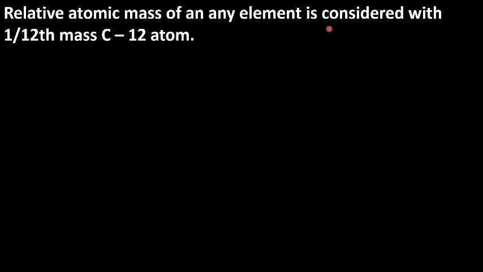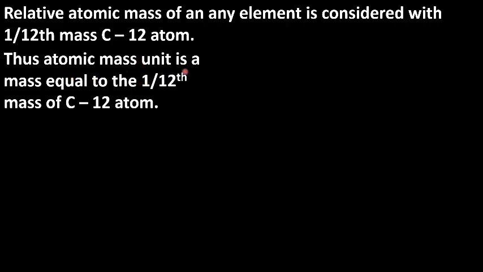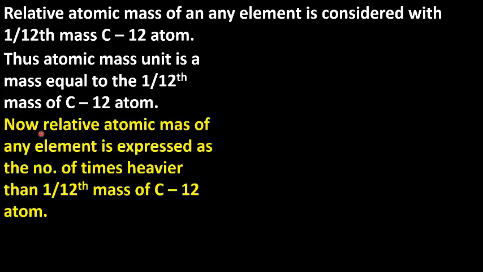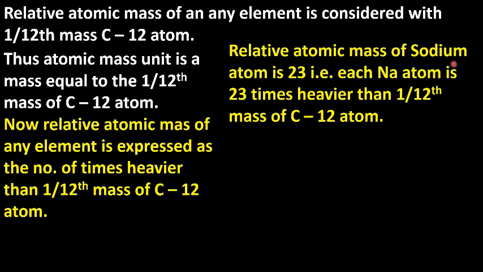Now, relative atomic mass of any element is considered with 1/12 mass of C-12 atom as we stated in the previous slide. Thus, the atomic mass unit is a mass equal to 1/12 mass. So, 1/12 mass of C-12 atom is considered as 1 atomic mass unit, AMU. So, relative atomic mass of any element is expressed as the number of times heavier than 1/12 mass of C-12 atom. Relative atomic mass of sodium is 23. That is, each sodium atom is 23 times heavier than 1/12 mass of C-12 atom.